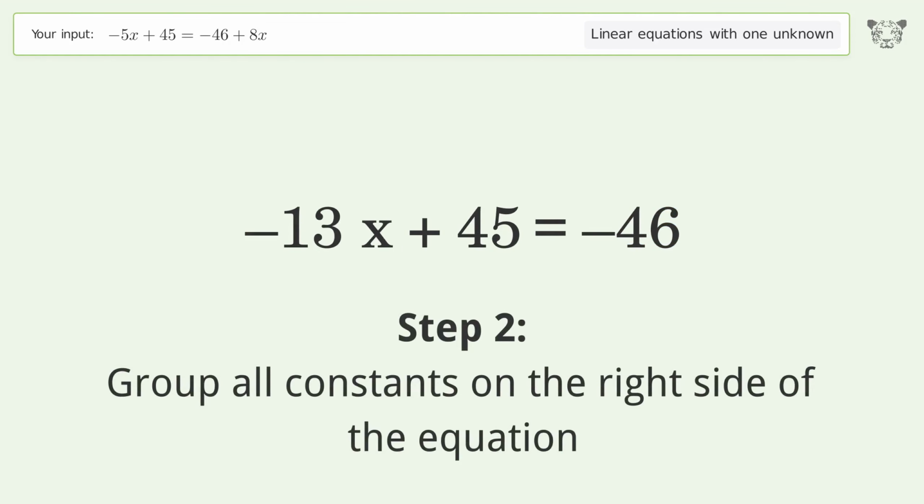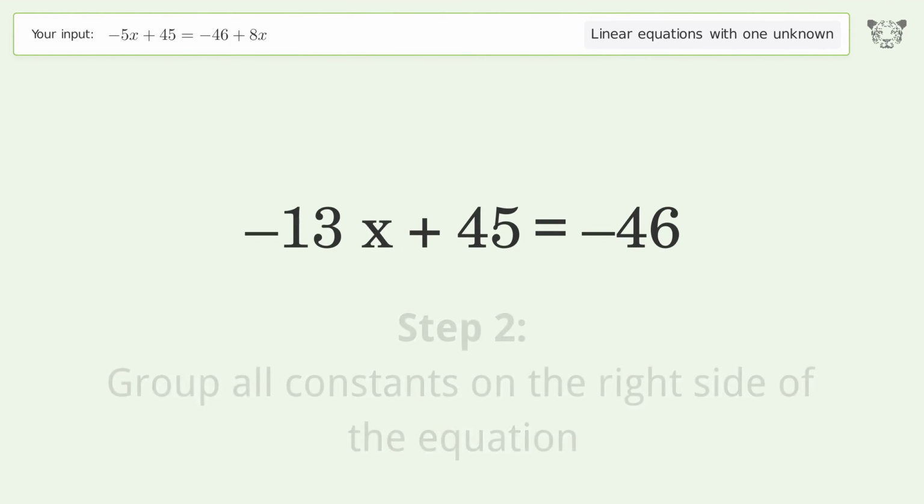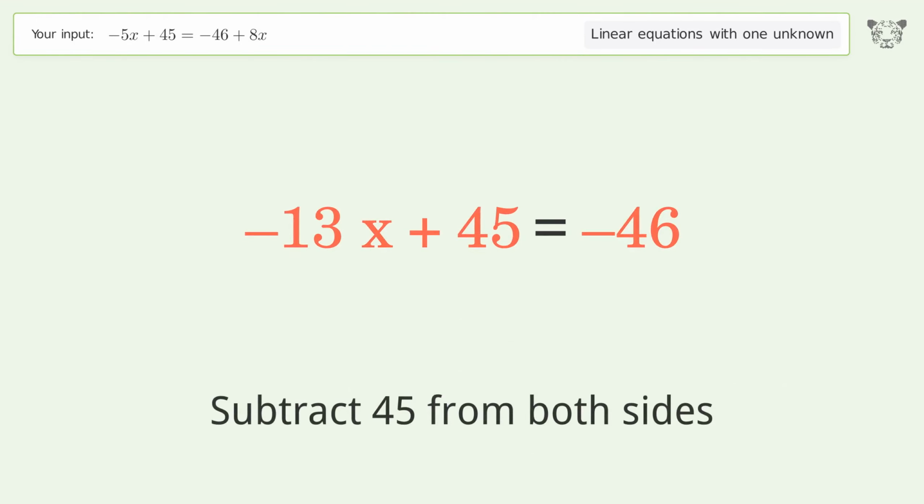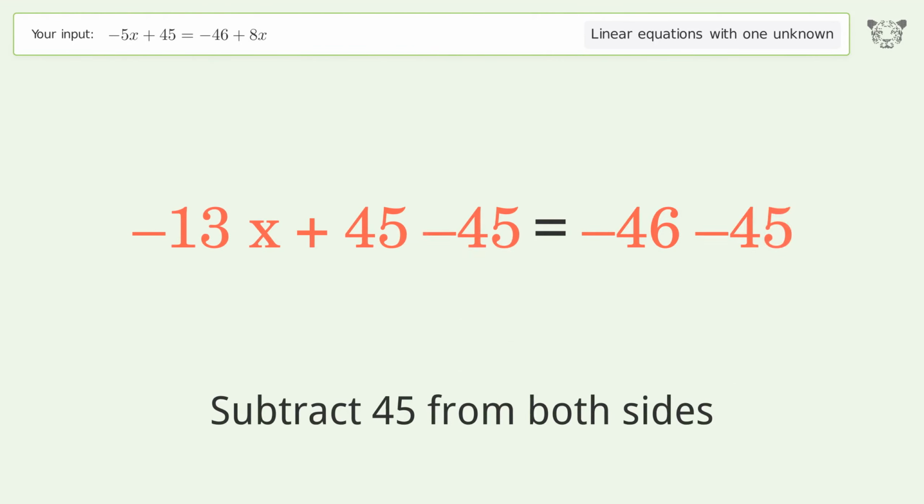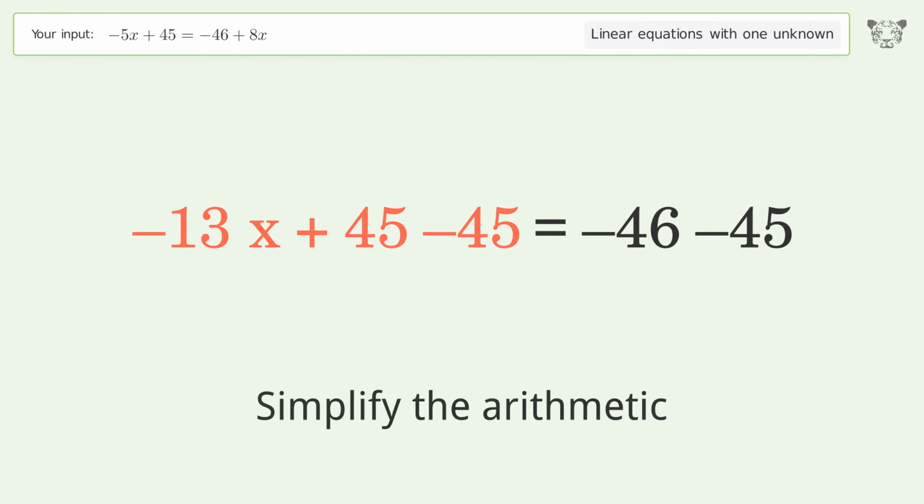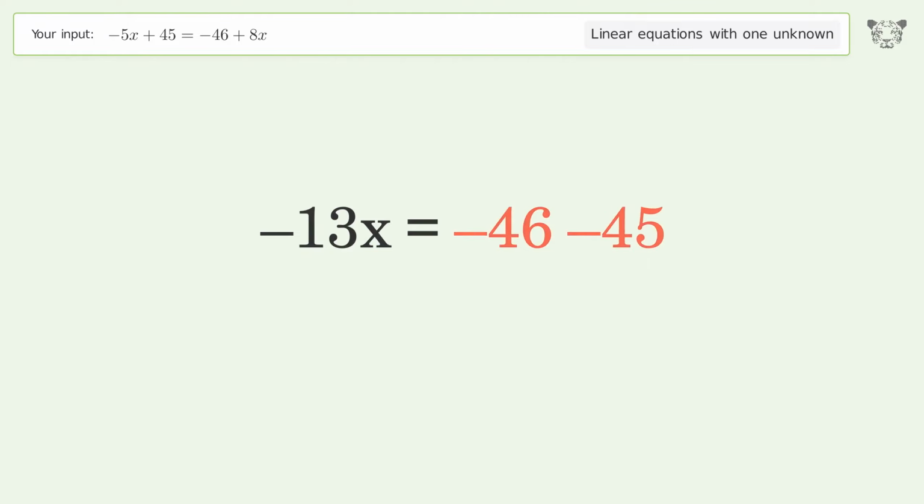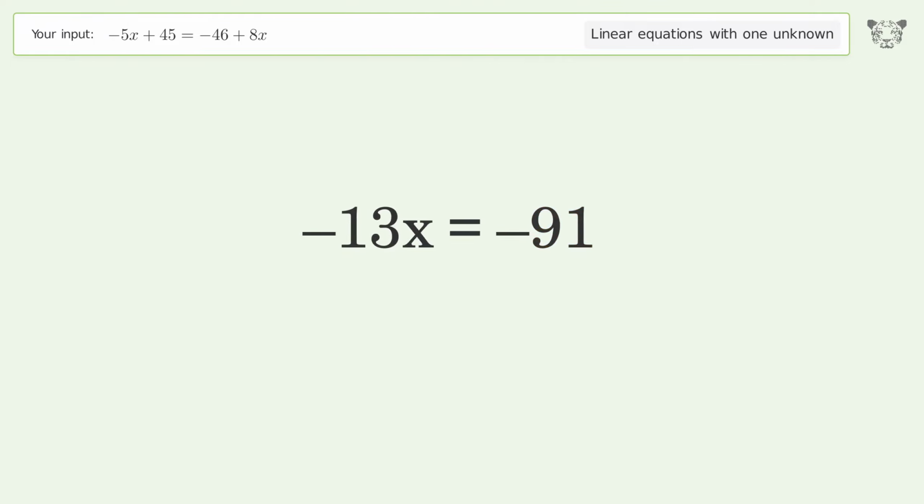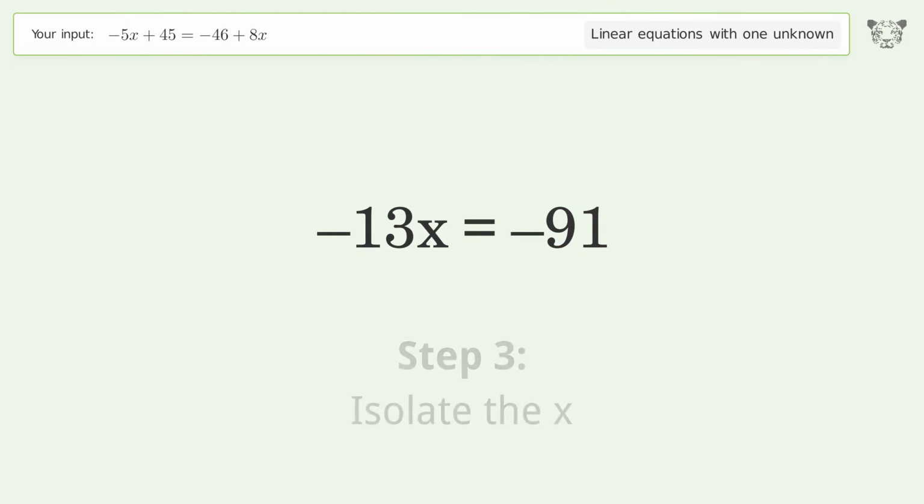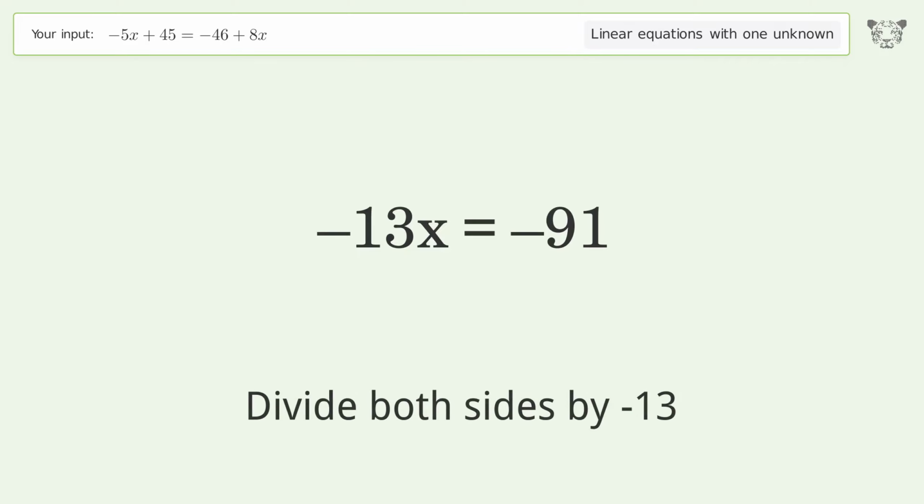Group all constants on the right side of the equation. Subtract 45 from both sides. Simplify the arithmetic. Isolate the x. Divide both sides by -13.